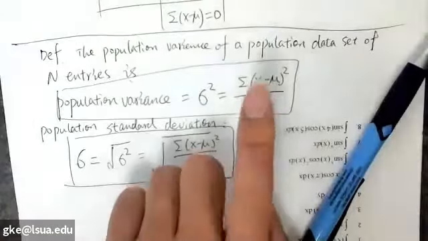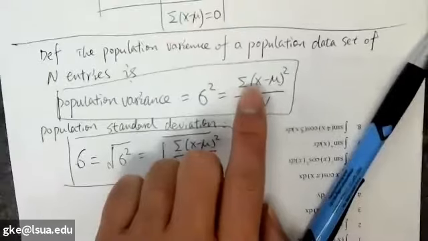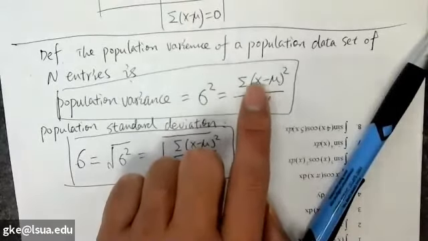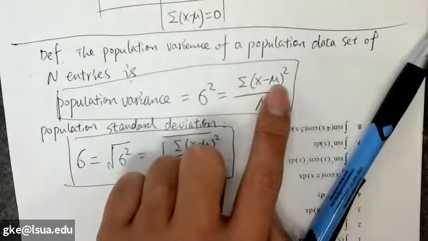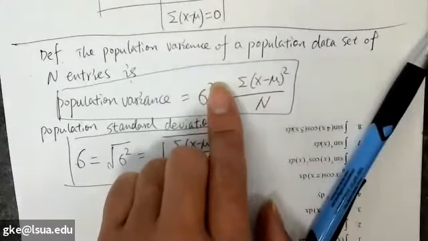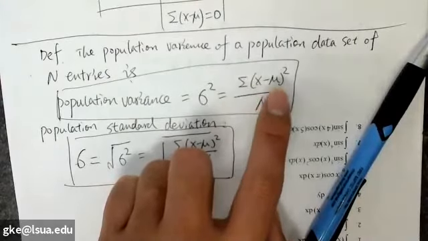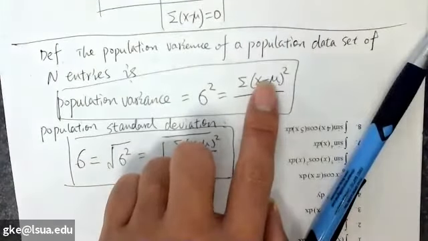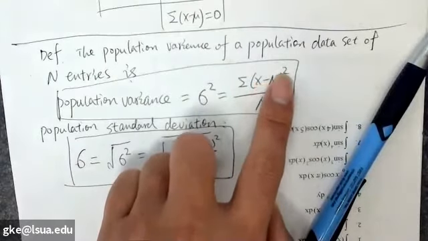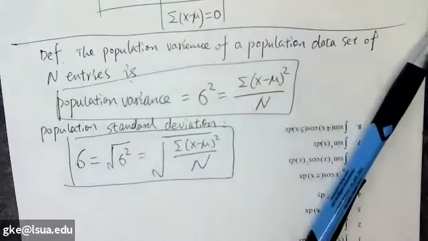And be careful with the summation here. We need to do the deviation, x minus mu, and then do the square. After you do the square, you do the summation. So you need to be careful about the order of operations. We do the subtraction, x minus mu, then do the square, and after that, do the summation. Okay, so that's the order.